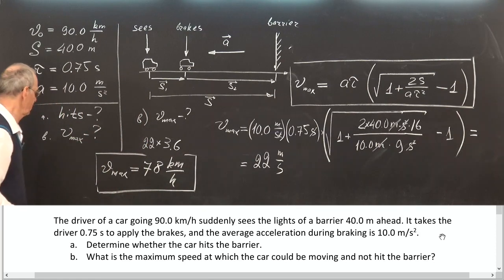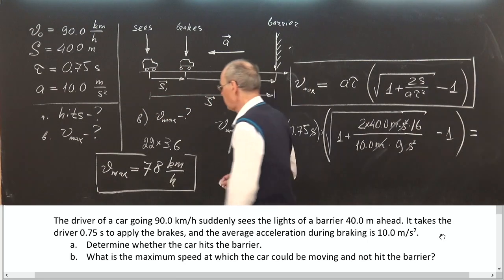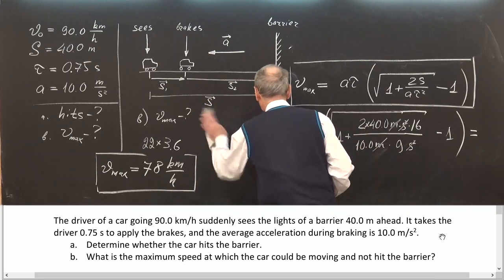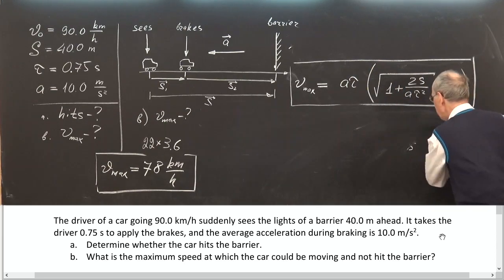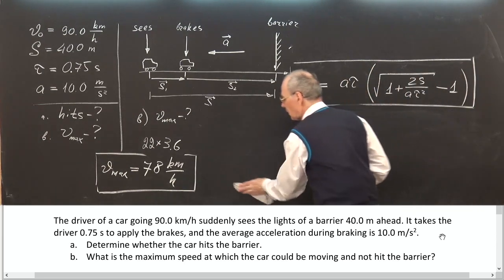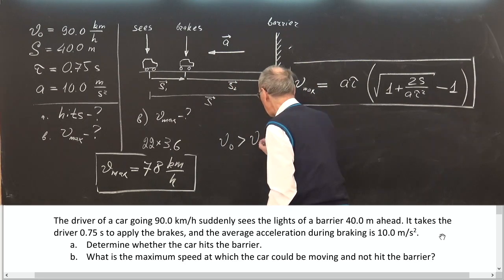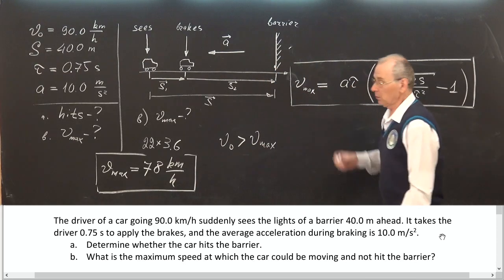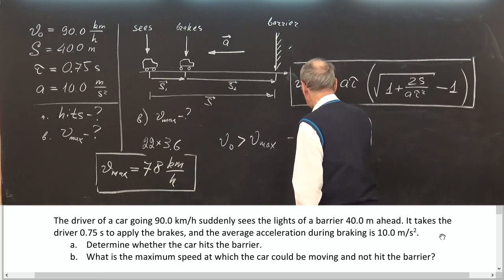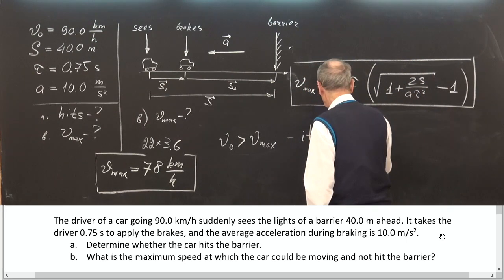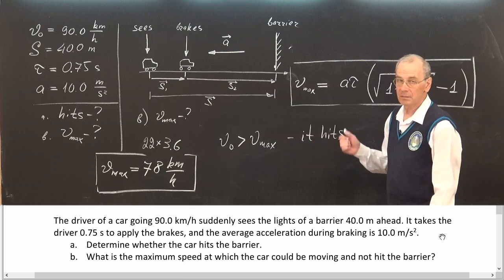Answer B. And now answer A. V0, 90 kilometers per hour, is greater than Vmax. So the car hits the barrier. Unfortunately, the problem is solved.